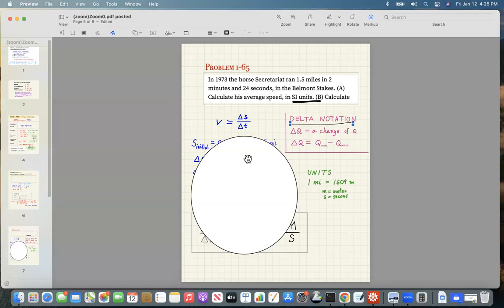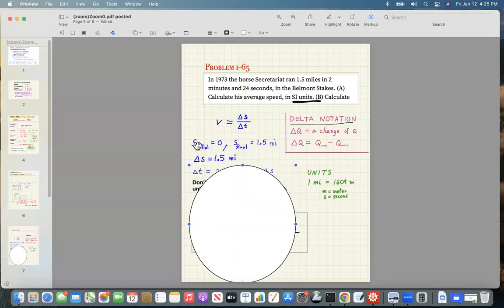So now we have to do the calculation. S initial is the distance from the starting point. Well, that's 0 initially. S final is the final distance. In other words, it's the final distance that the horse has galloped. It's the distance that it's traveled from the starting point. What it says here, it ran 1.5 miles. So S final would be 1.5 miles from the starting point. Then delta S is S final minus S initial. Well, in this case, S initial is 0, so delta S is just S final.